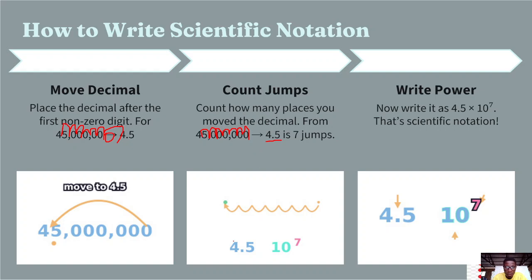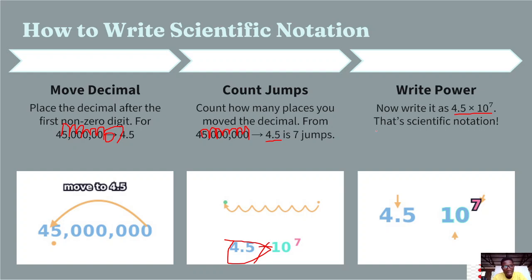So we now have 4.5 as a separate number. Then you put times in between. Excuse me. You put times in between, then the 10 being the base, and then 7 represents the number of times we jump. So this is how we write standard form numbers, or numbers in standard form, in a scientific notation form. So we now have this as our final digit in scientific notation form.